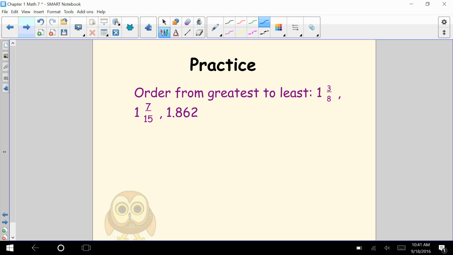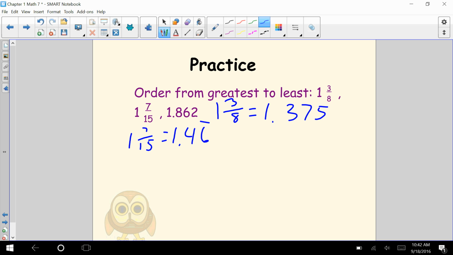So try this one. Order from greatest to least. 1 and 3/8, 1 and 7/15, or 1.862. All right, since I've already done these, I know 1 and 3/8 is equal to 1.375. And I know 1 and 7/15 is equal to 1.46, just the 6 is repeating.